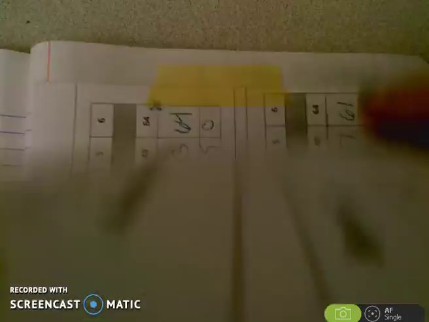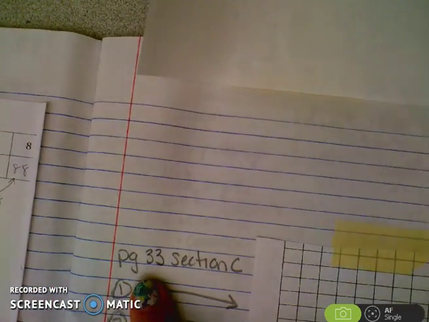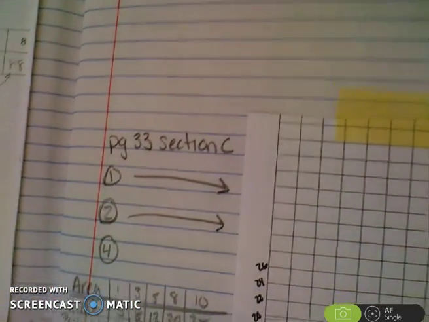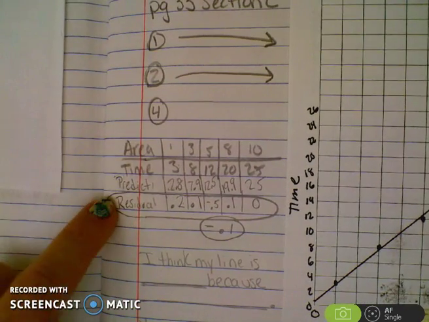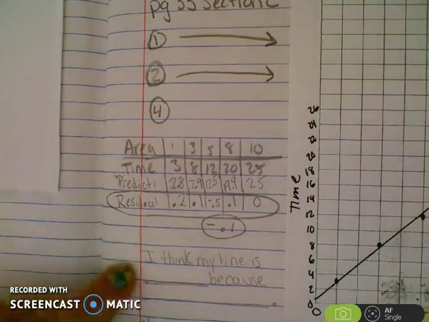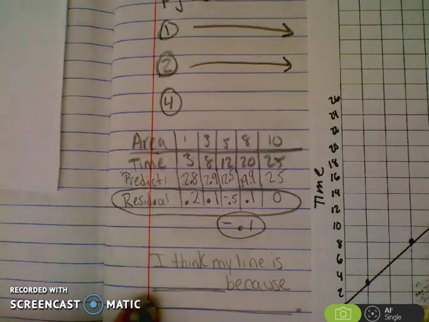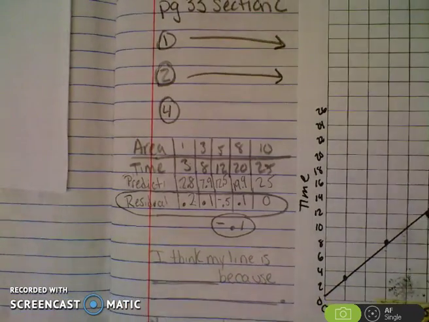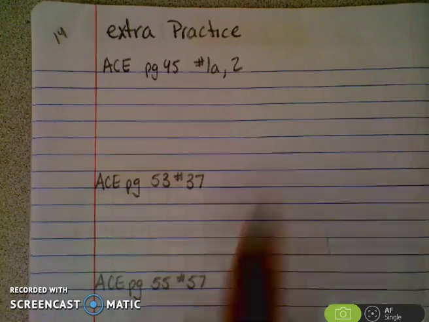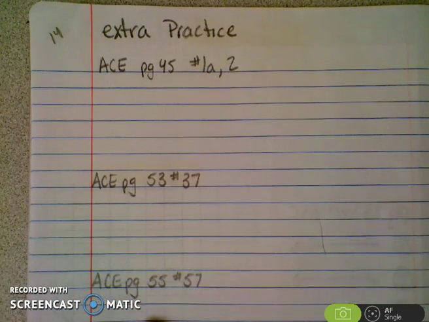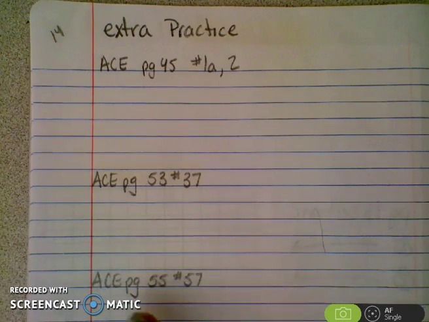Still on page 13, all the way in the back, we did page 33, section C, where we had to make a graph. Then we had to figure out our own residuals, and students should have this sentence filled in. I think my line is either accurate or not accurate, and with a reason based on the residuals. Page 14 should be a couple extra practice pages, questions. Not every class was able to get to this, but they are there.